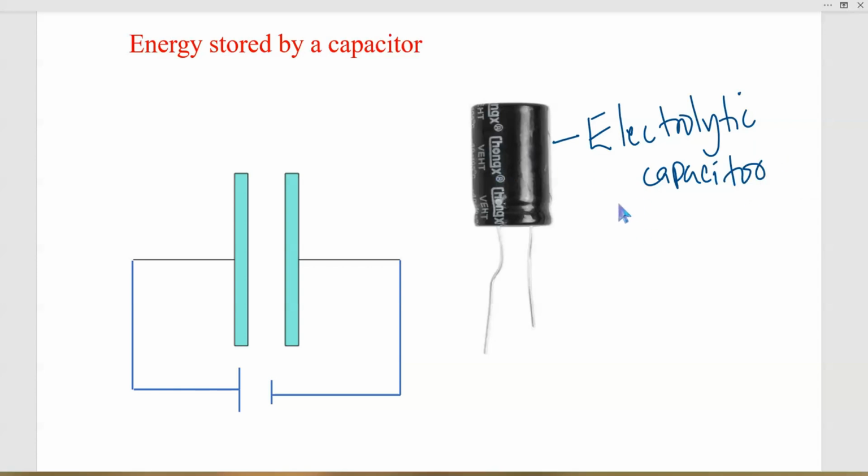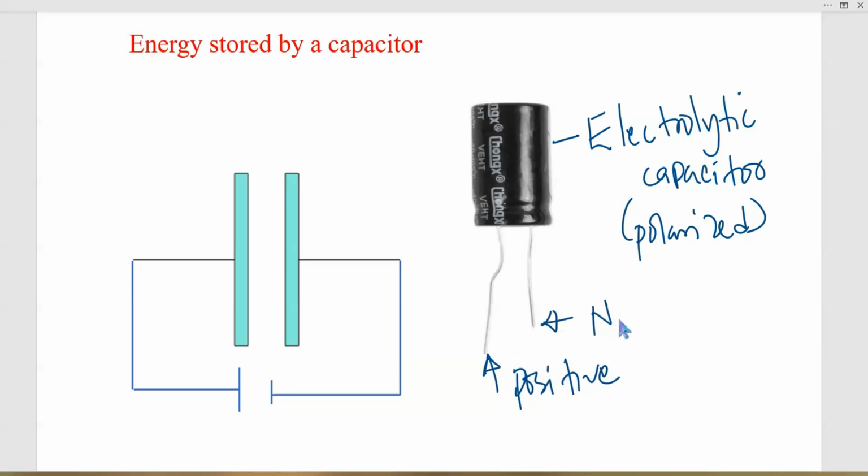and it is polarized, meaning that when you're connecting it, you must be aware of which one is positive, which one is negative. The positive is the longer one, the longer leg. Then this is negative, which is a shorter leg. So you must make sure that the positive is connected to the positive of the battery terminal and the negative is connected to the negative terminal of the battery.